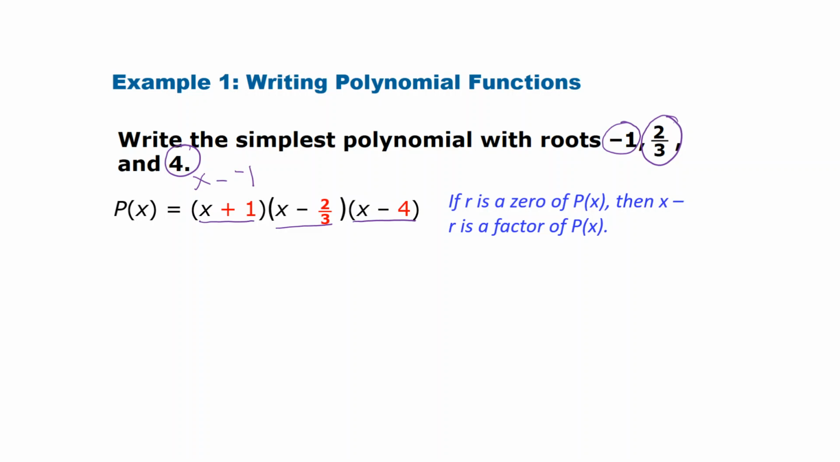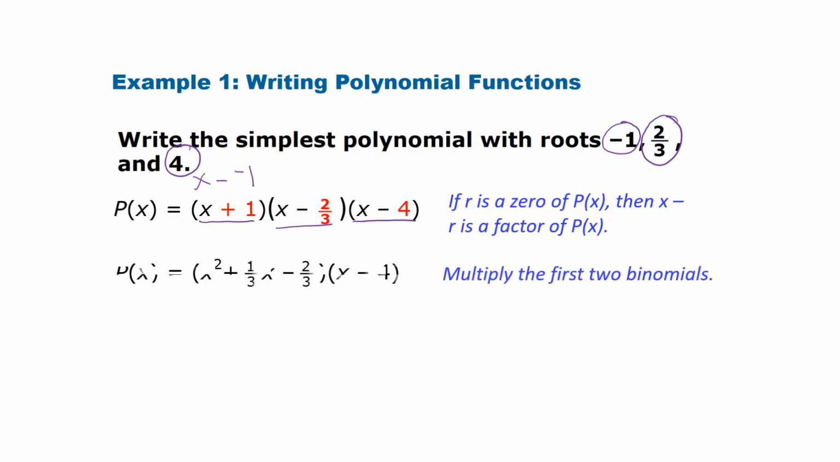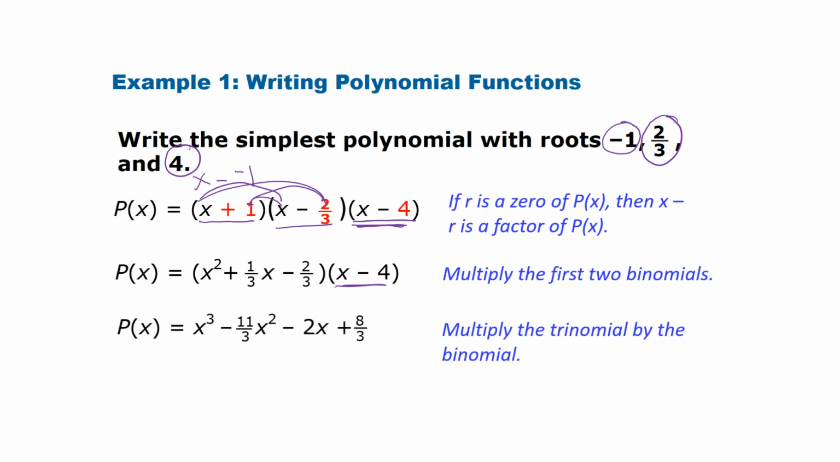Now the next step, I'm not going to do every single step for you, but you need to understand that all we have to do is multiply the first two binomials out. So we would FOIL. And then we would multiply the next term by this x minus 4. So the second thing we would do is to multiply the trinomial by the binomial. So if I'm given the roots, I can just fill it back in and come up with my original polynomial function.